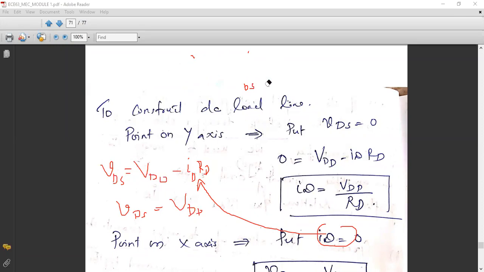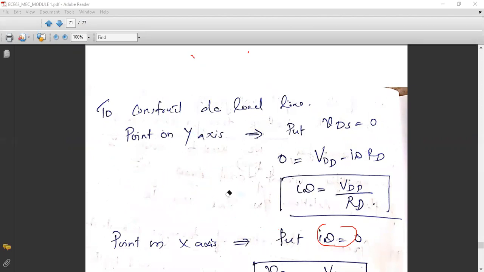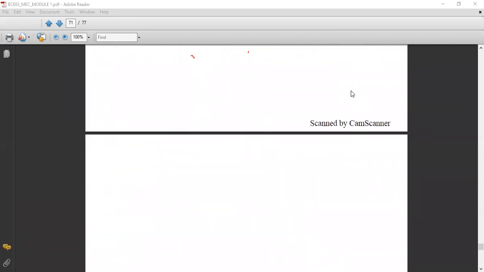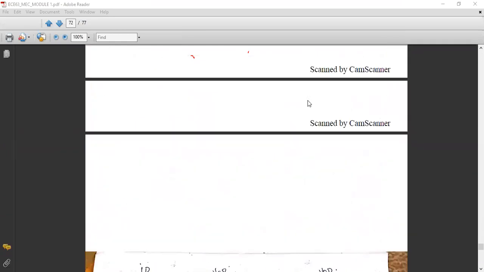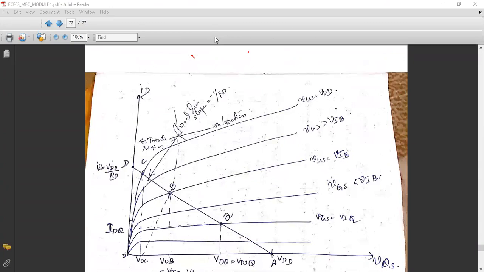So in this way, we have found the x-axis intercept and y-axis intercept of the DC load line, and we will join these 2 points together. That will be nothing but your DC load line, whose slope is given by -1 divided by RD. This is called the DC load line, and this is your y-axis intercept, and this is your x-axis intercept, as we have done now. And this line is called a DC load line, whose slope is given by -1 divided by RD.